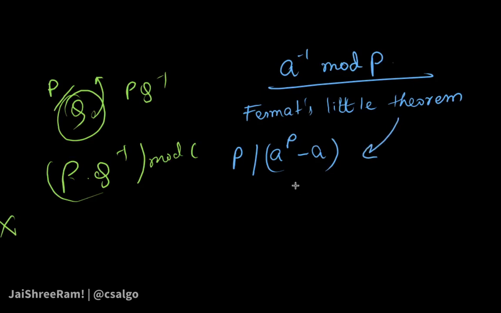Now in general, when you need to find inverses, what you can do is compute a to the power P minus 2 mod P. You need to find this number, and what I claim is that this is your inverse. Now why is that? Why is this always your inverse? Let's look into that.